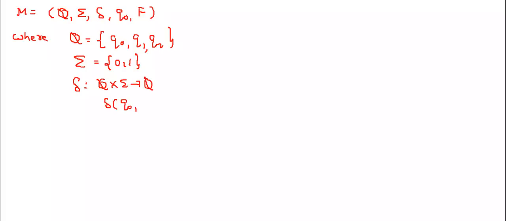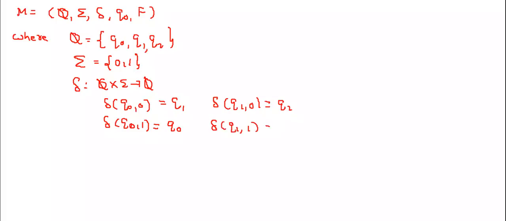Delta of Q naught on 0, you are going to Q1. Delta of Q naught on 1, you are going to Q naught only. Similarly, delta of Q1 on 0, you are going to Q2. Delta of Q1 on input 1, you are going to Q naught. Similarly, delta of Q2 on 0, you will be on the same state, Q2. Delta of Q2 on 1, you are going to Q2 only. That means you are on the same state. So these are the transitions.